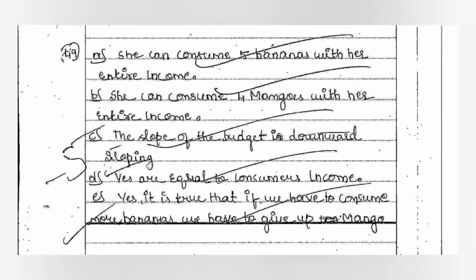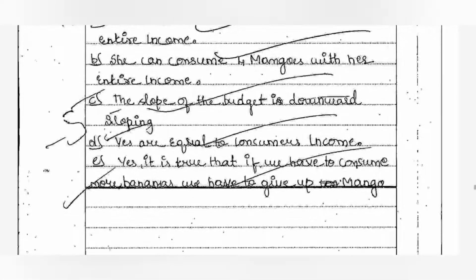And the same thing, why? Because 5 fours are 20. She can consume 4 mangoes with her entire income. Why? Because the mango price is 5, and 4 fives are 20 again. The slope of the budget line is always downward sloping.